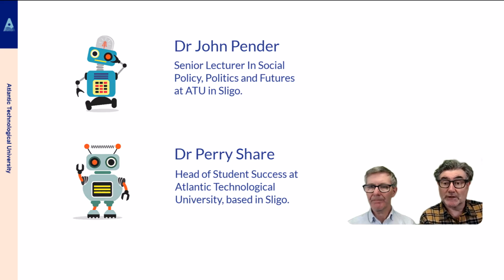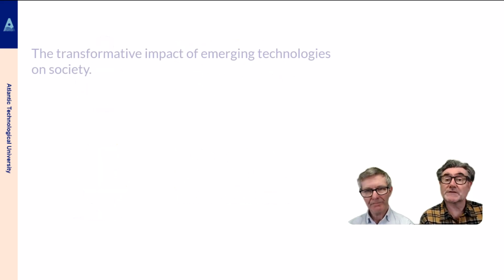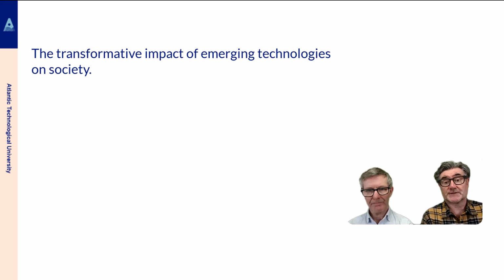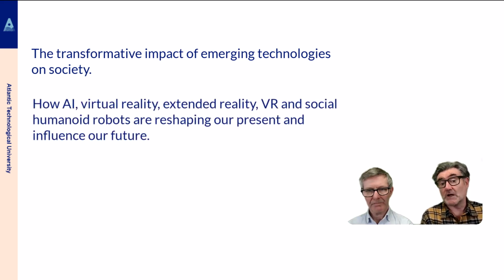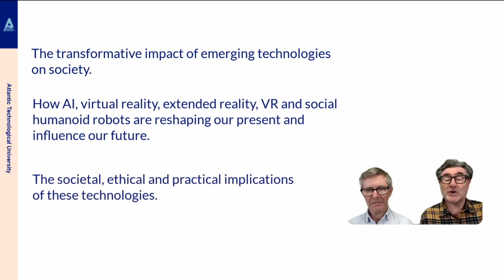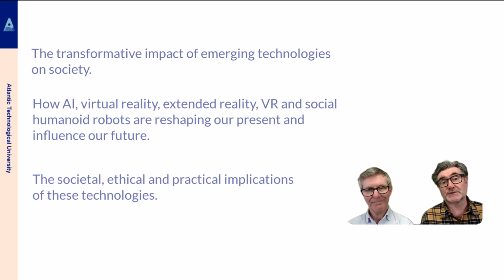Welcome to our third online course, where our aim is to explore the transformative impact of emerging technologies on society. This course will examine how artificial intelligence, or AI, virtual reality and extended reality, VR, along with social and humanoid robots, are reshaping our present and will continue to influence our future. Together, we'll explore the societal, ethical, and practical implications of these technologies through engaging multimedia content, interactive activities, and collaborative discussions. We really do hope you're going to enjoy this.